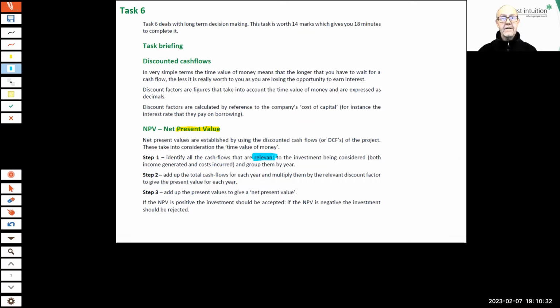Group them normally by year. Add up the total for each year and then multiply by the relevant discount factor to give the present value for each year, which is what we've just done. Add them all together to give a net figure. If it's greater than zero, then it's earning at greater than the cost of capital. If it's less than zero, it's earning at less. So generally that means accept if positive, reject if not.